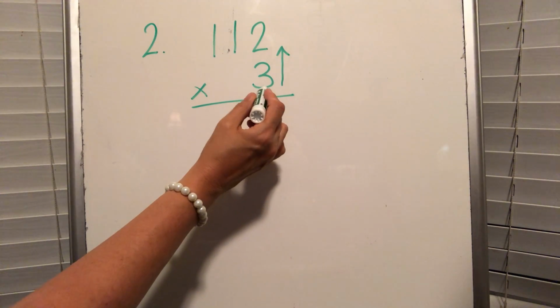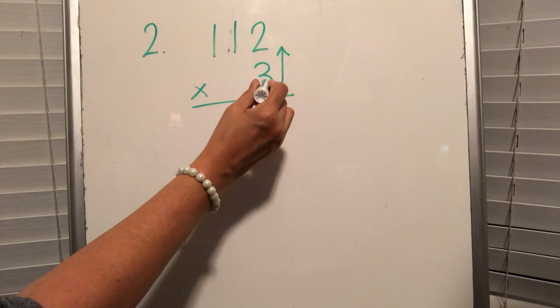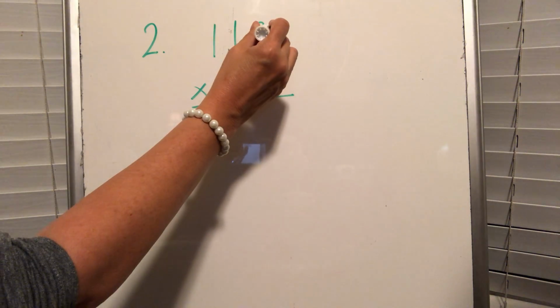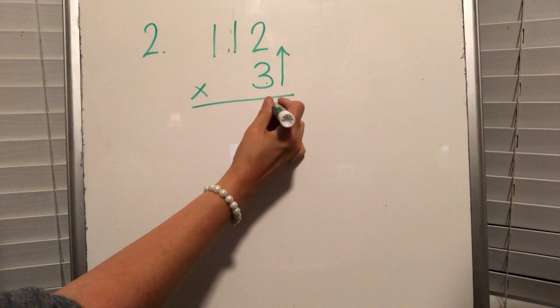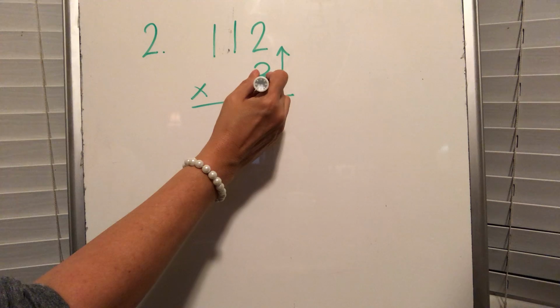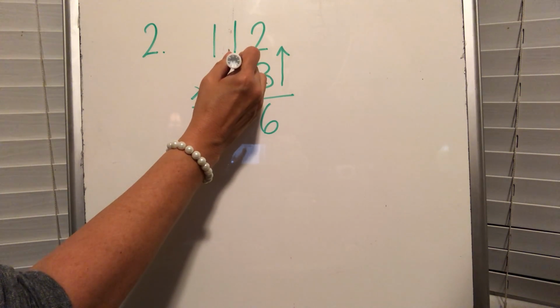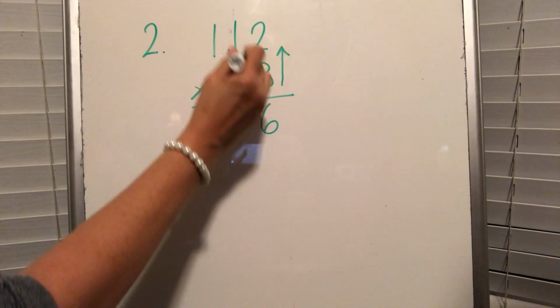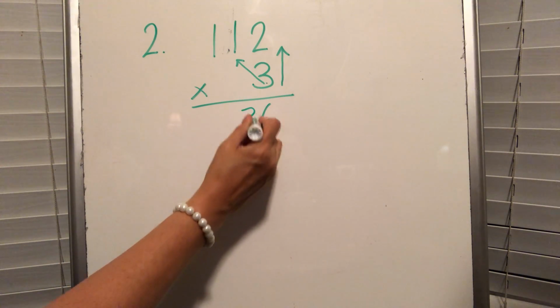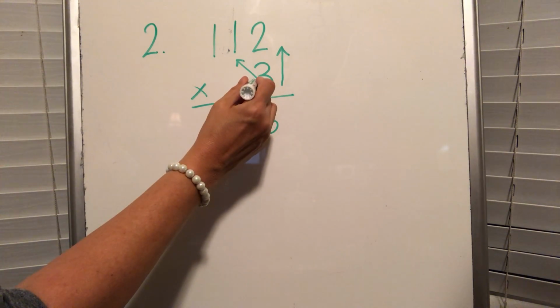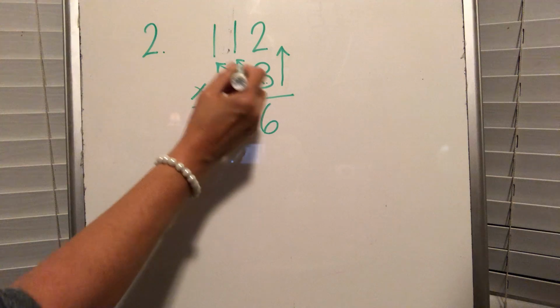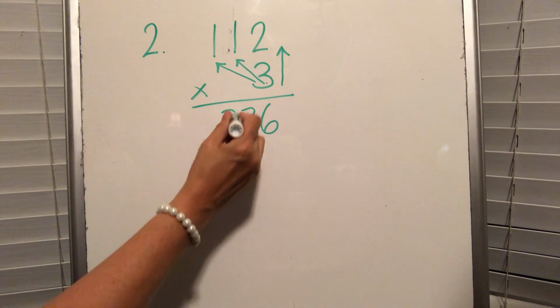But you'll see in just a second why I want you to get in the habit of taking this 3 and multiplying it times that 2, which equals 6. Because now you're going to take this 3 and multiply it times that 1. 3 times 1 equals 3, all right? Then we're going to go over to the hundreds place. 3 times 1 equals 3.